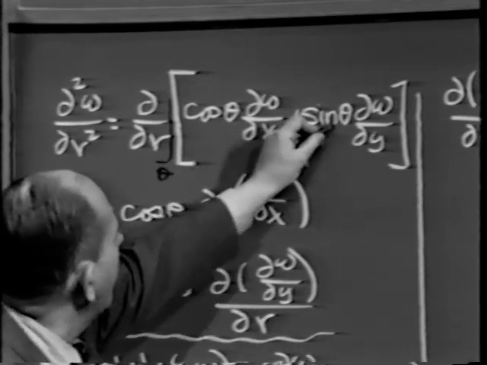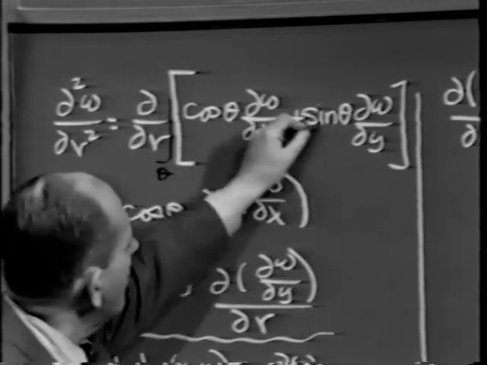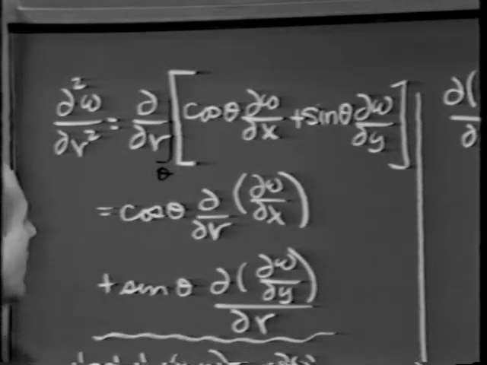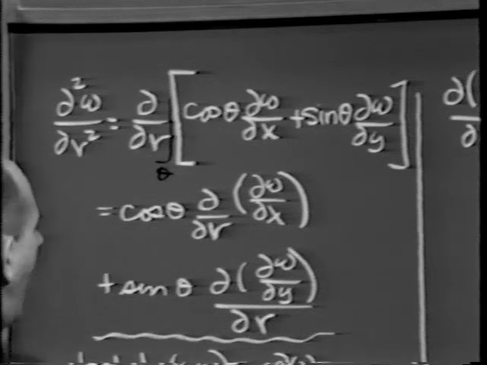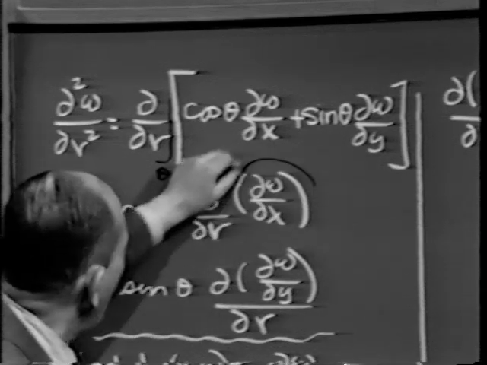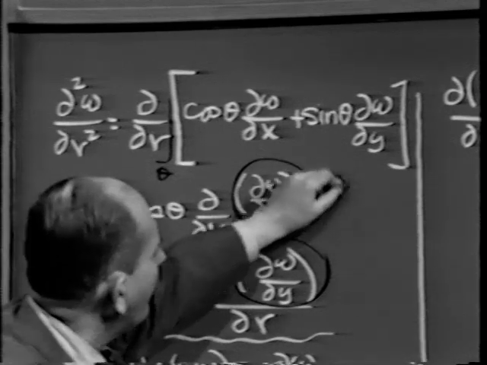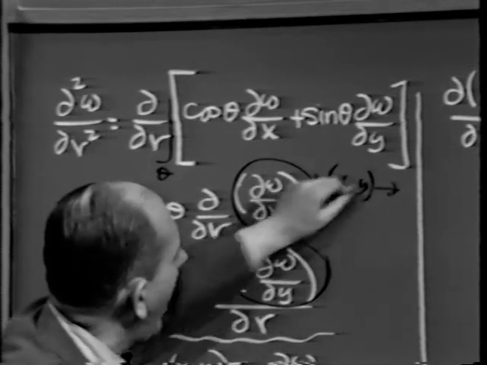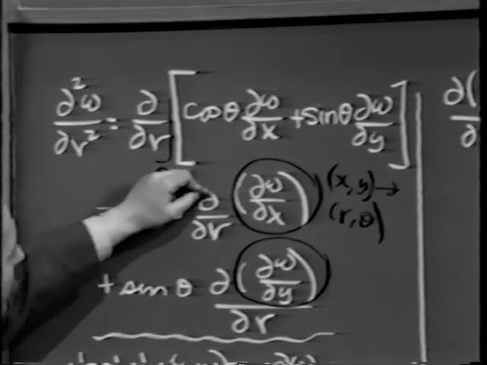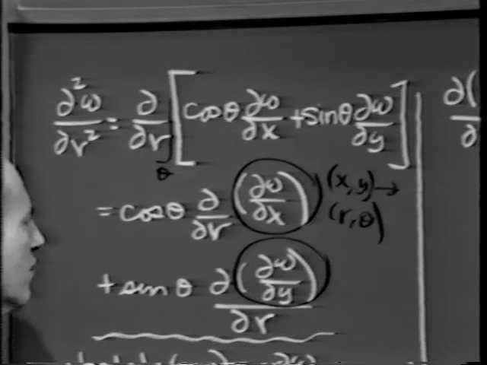Now, the derivative of sine theta, see, sine theta is a constant with respect to r, so the derivative of this term is just sine theta times the derivative of the partial of W with respect to y with respect to r, written this way. Now, the key point is that both of these functions are functions of x and y. X and y, in turn, are functions of r and theta. So, in other words, to differentiate this thing with respect to r, I must use the chain rule again.